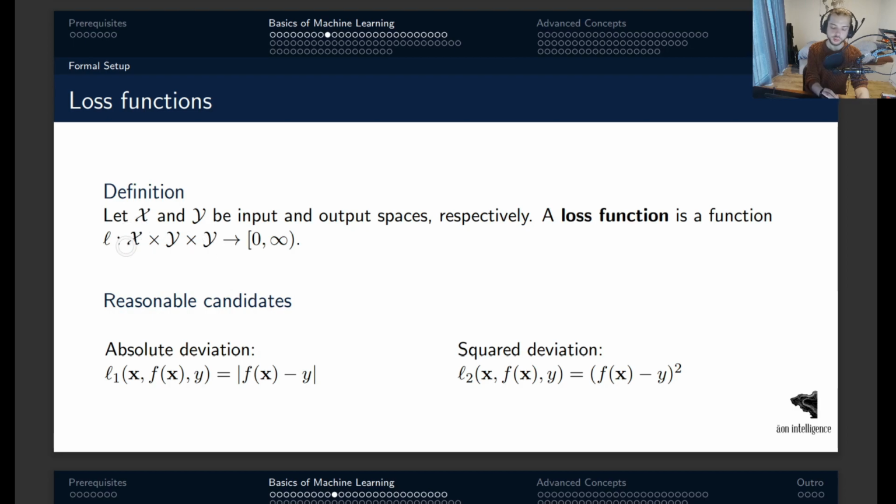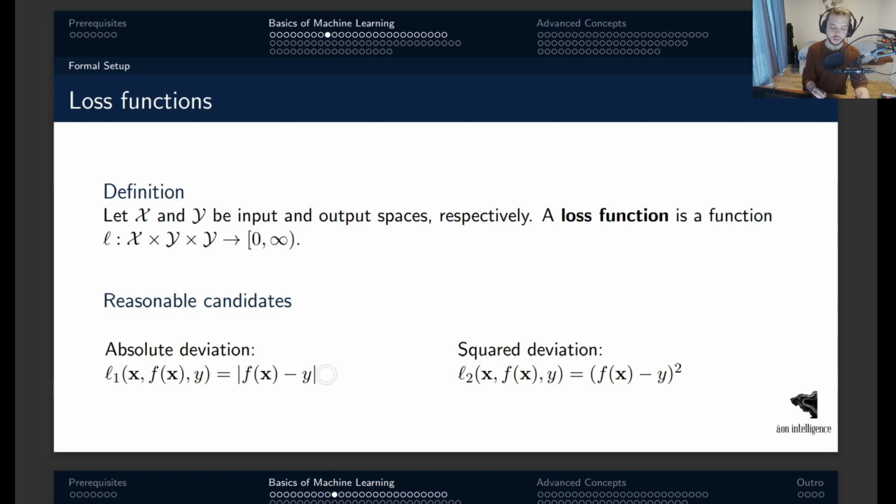And the first entry is an element of the input space. The second entry is an element of the output space. And also the third entry of the loss function is an element of the output space. And this function, taking this triplet, always produces a positive number. We call such a function a loss function. Any function that satisfies this property is a loss function.